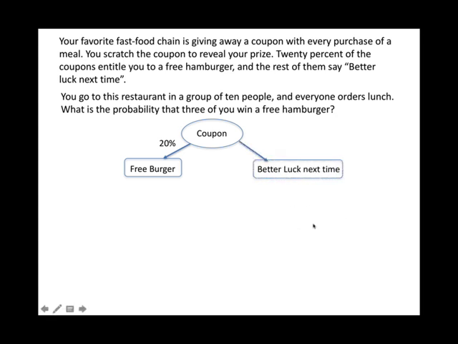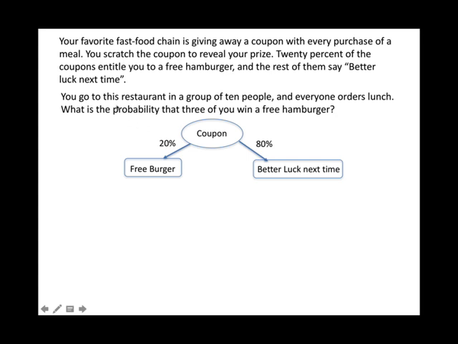So first, think about it. If the coupon only says get the free burger or better luck next time, and this is the 20%, how many percent would get the better luck next time? It should be 80%, right? When you add it up, it's going to be 100%. And we call this the complement. When they add up, it has to be equal to 1.